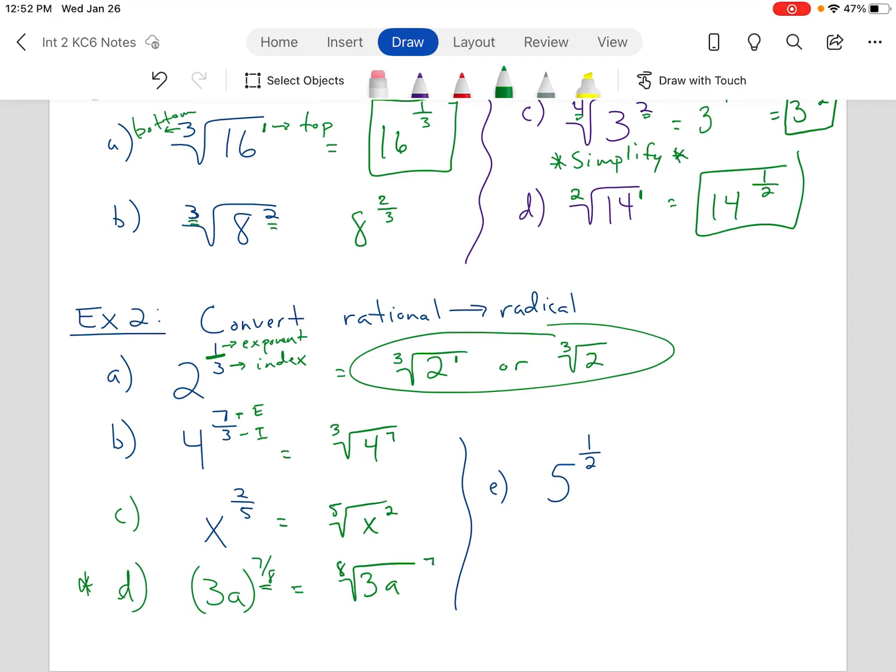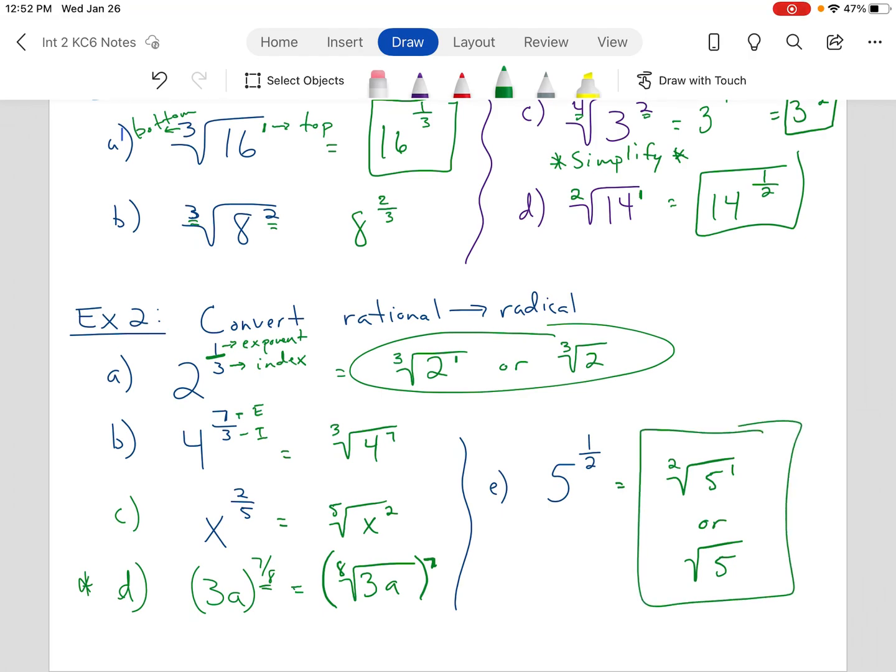However, because you have more than one term here, more than one variable, I am going to put parentheses around it because that's telling me that the 7 exponent is being applied to both the 3 and the a, not just the a. Okay, so be careful. And then the last one, if I go ahead and do 5 to the 1/2, I have the square root of 5 to the first power, or if you want to rewrite it as the square root of 5, that is fine as well, since you don't have to write the invisible 1 or the invisible 2. That's it.